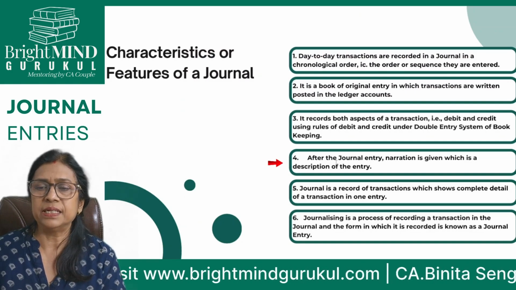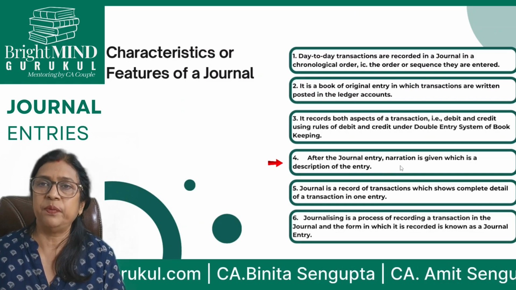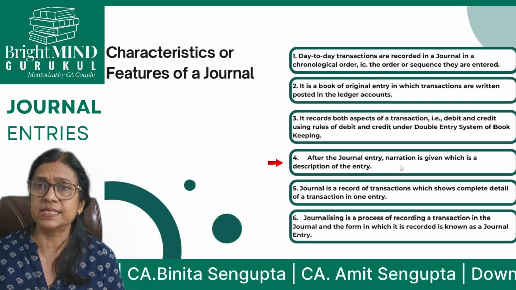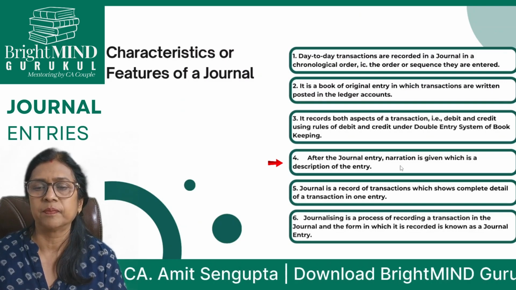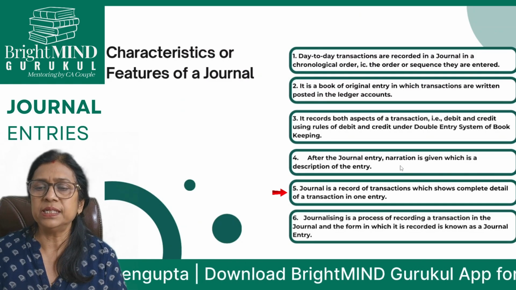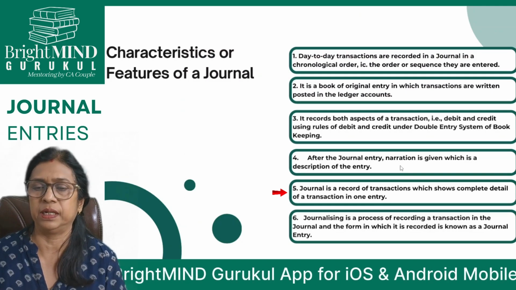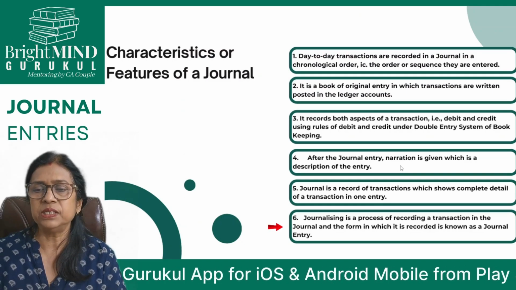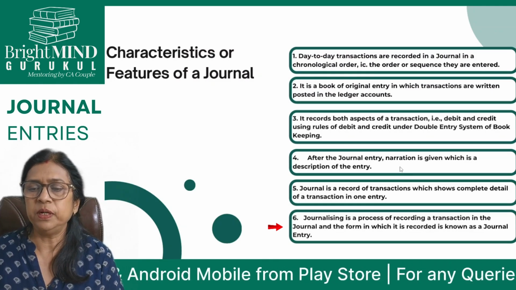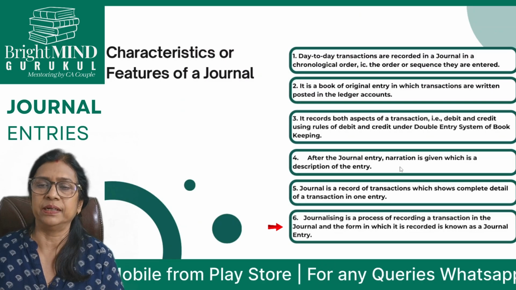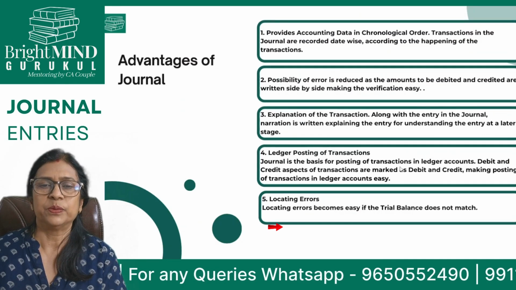The fourth characteristic is that after the journal entry is made, there is a narration, which is very important in a journal entry, and which describes the nature of the transaction that has taken place. The fifth point is, journal is a record of transaction which shows complete detail of the transaction in one entry. And the last one is, journalizing is the process of recording a transaction in the journal, and the form in which it is recorded is known as the journal entry. These are the theory things which you need to learn also.